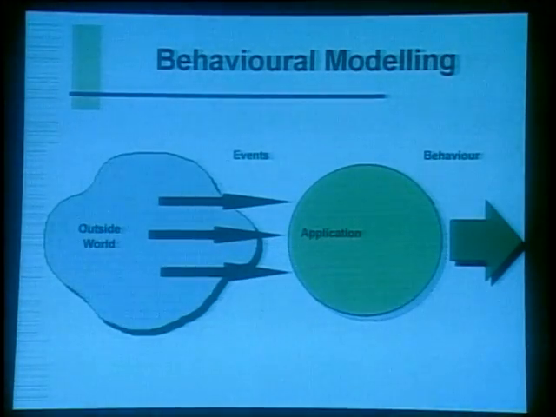Ideally, a system responds to the outside world events. We have an application, this software, which receives different events from the outside world. In response to the events, the software or the system behaves in a predictable manner. Now, it is very important to note that the behavior of the system must be predictable. This is the requirement of building a correct and high-quality software.